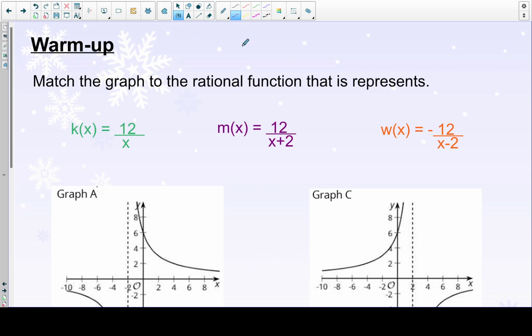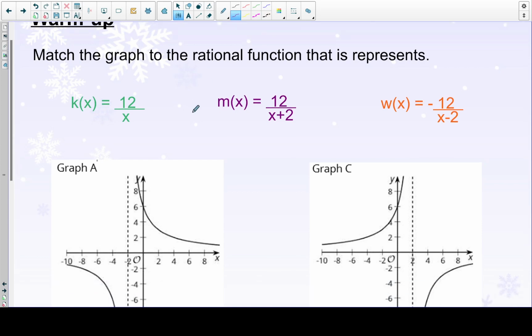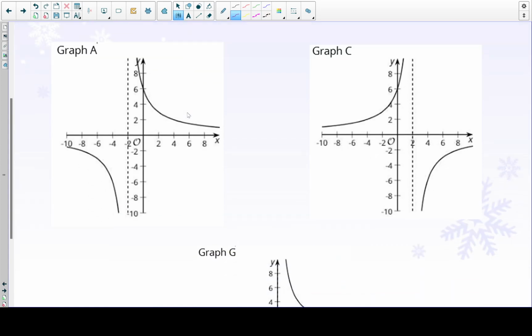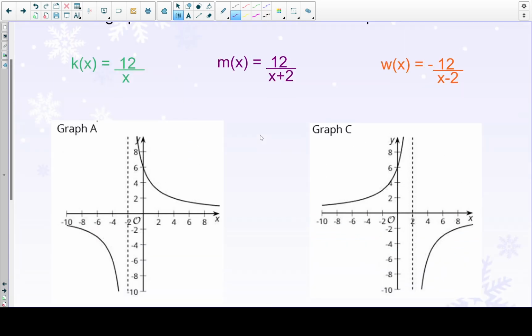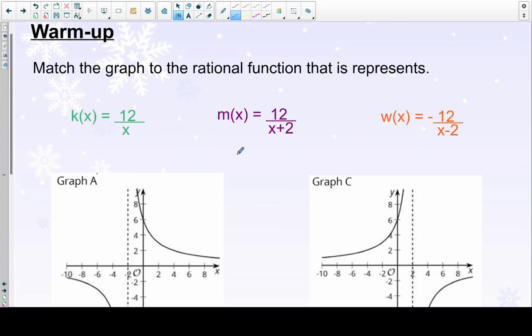So our first warm-up is just to remind ourselves of the idea of a vertical asymptote. Here are three functions, k, m, and w, and can we match them to the graphs? C is down below, or sorry, B is down below, and by B I meant G. Okay, so we have A, we have C, and we have G. So let's try to match them up.